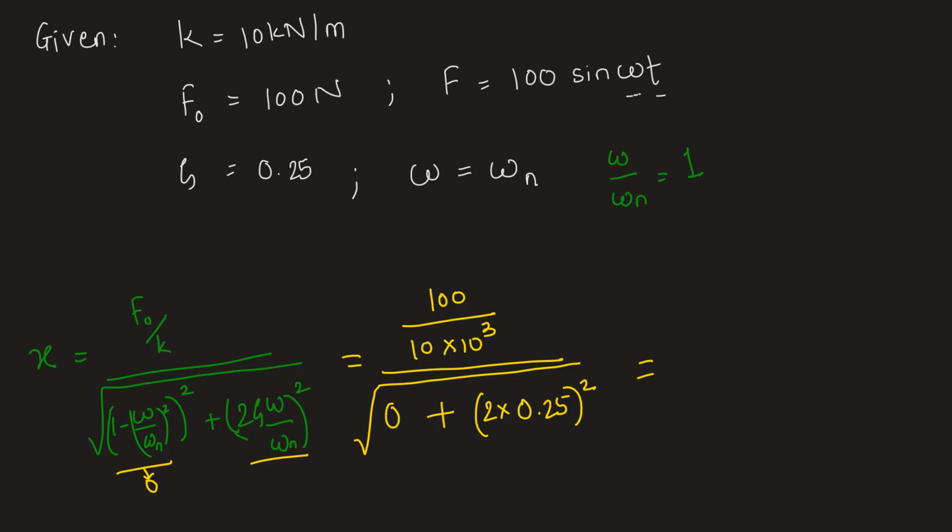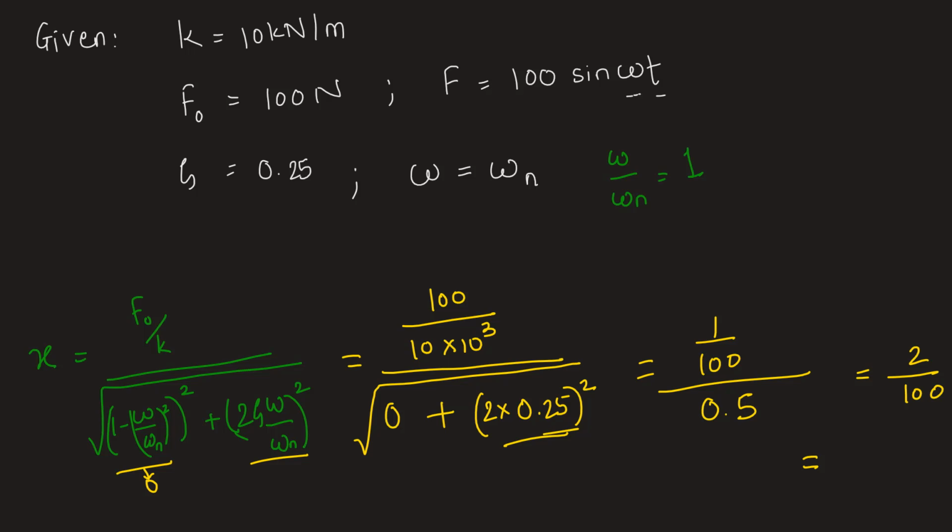The numerator turns out to be 1 by 100, divided by under root of this term square. So we only have this term left in the denominator, that is 2 into 0.25, which is simply 0.5. 0.5 is 1 by 2. So our answer is 2 by 100.